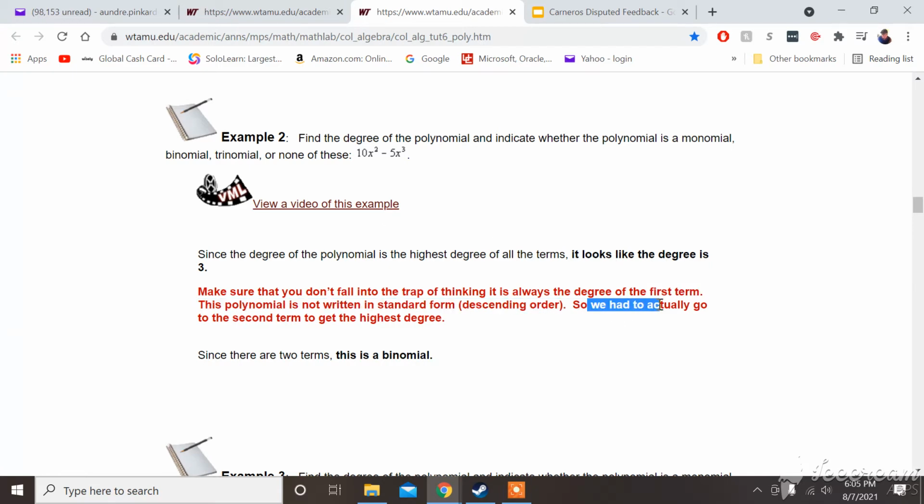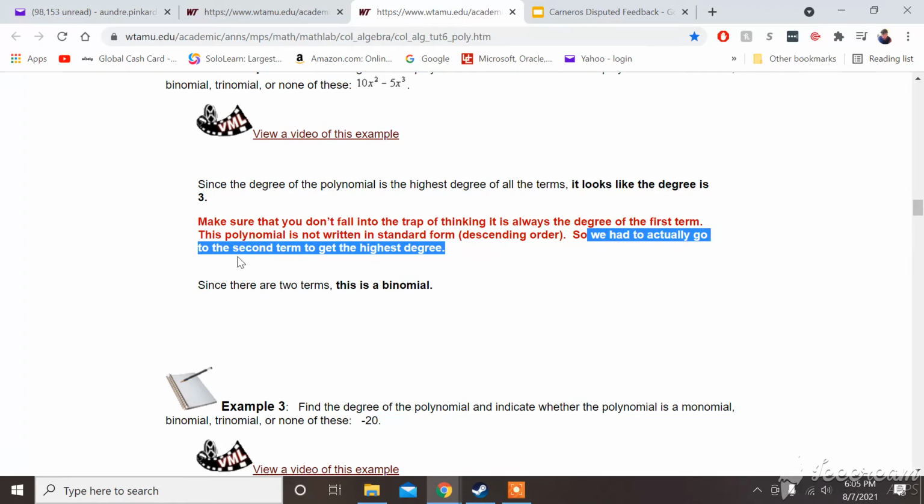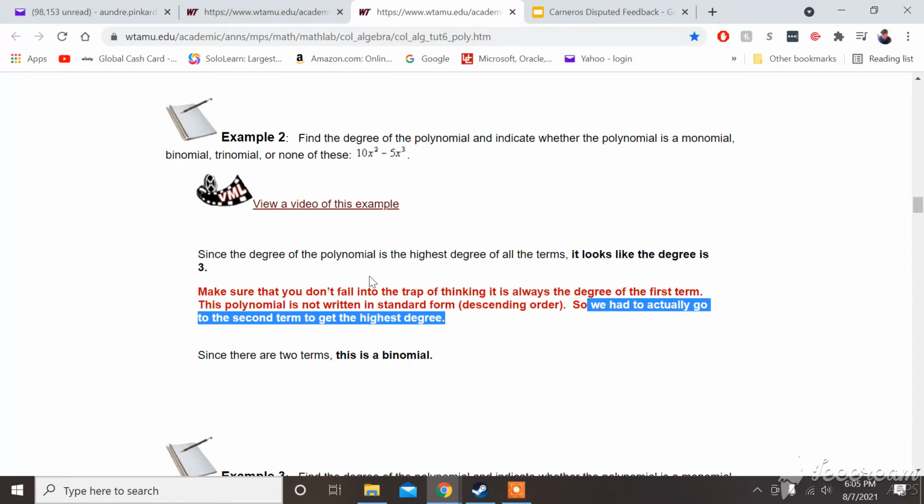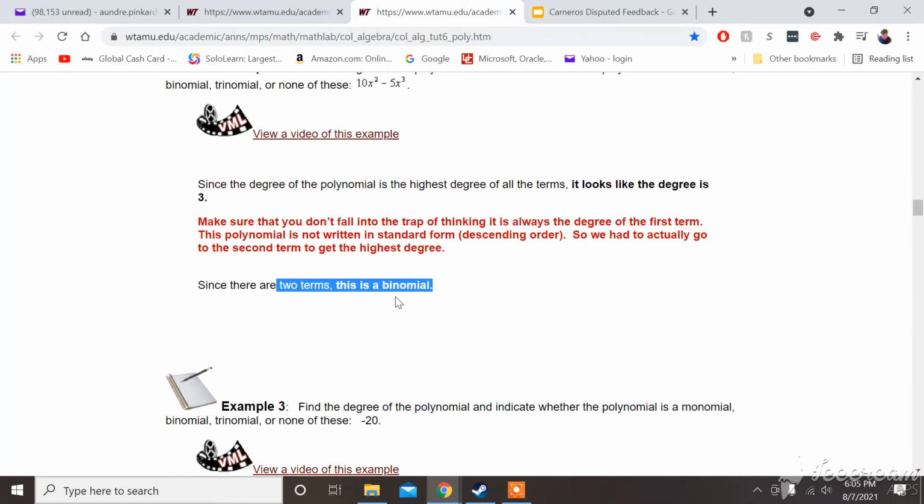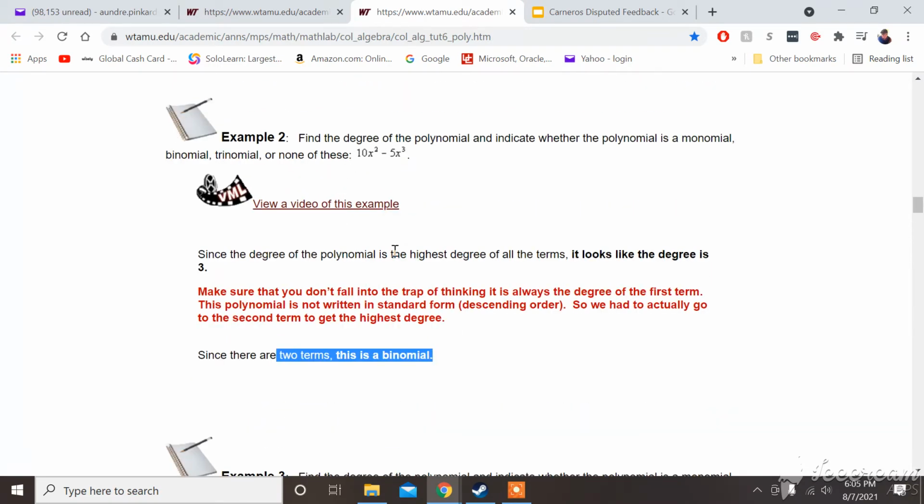So we had to actually go to the second term to get to the highest degree. Since there are two terms, this is a binomial. 1, 2, binomial.